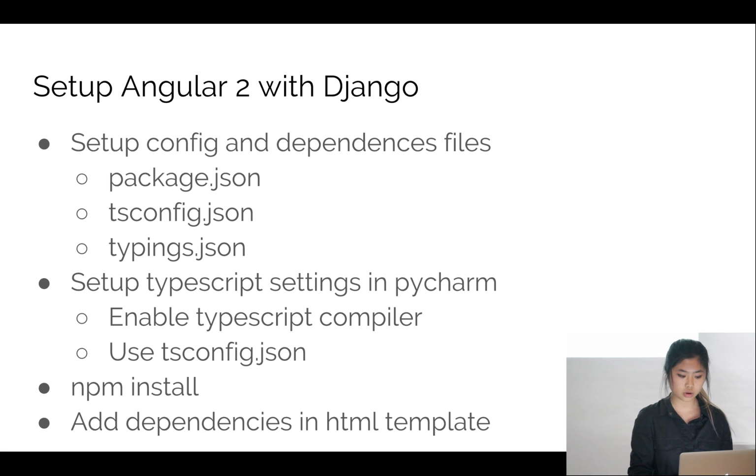So now I'll go over how to set up Angular 2 with Django. So first of all, you'll have to create config and dependencies files, like package.json, tsconfig.json, and typings.json. Then you set up TypeScript settings in PyCharm, install all your dependencies, and then you add those dependencies to your HTML file, and you can start coding.